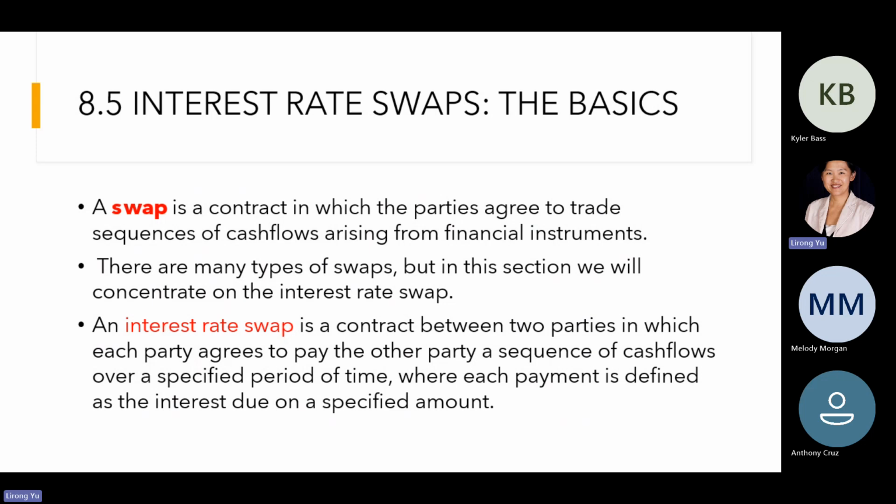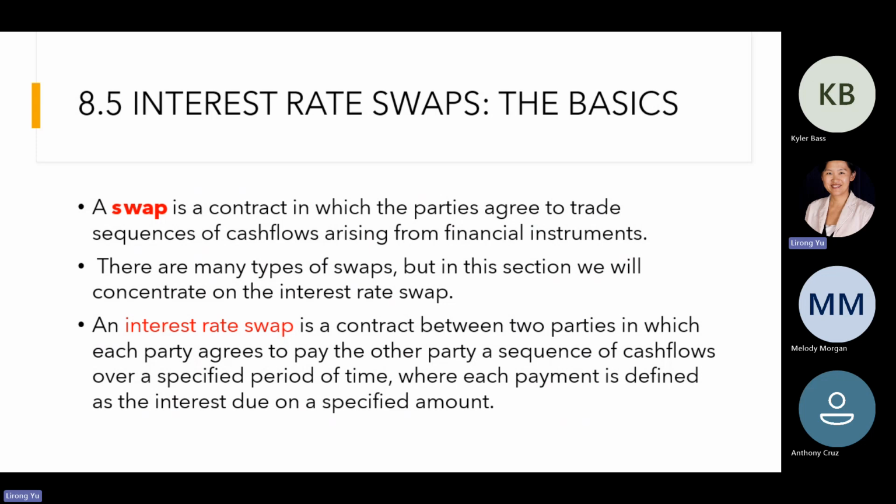And you can have a different type of swap, like you want this product and the other side wants the other product. You can trade the product, or you can trade other financial products. And here we're going to talk about interest rate swap. It's a contract between two parties in which each party agrees to pay the other party a sequence of cash flows over a specified time.